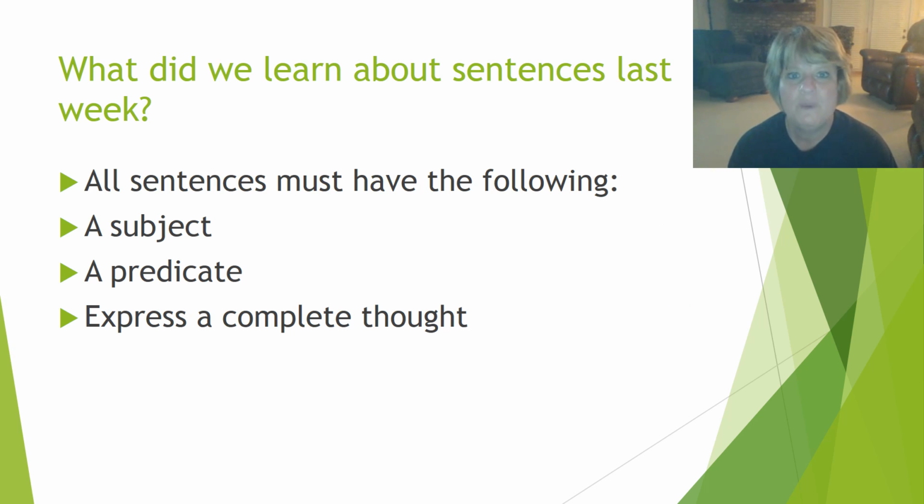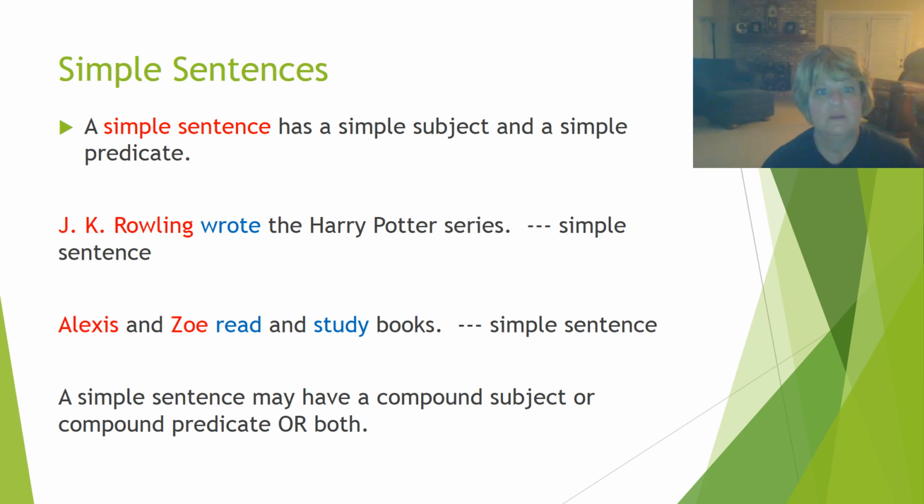Let's talk about what we learned last week. We talked about subjects and predicates, and we learned that all sentences must have the following: a subject, a predicate, and express a complete thought. The first kind of sentence we want to talk about is a simple sentence. A simple sentence has a simple subject and a simple predicate.